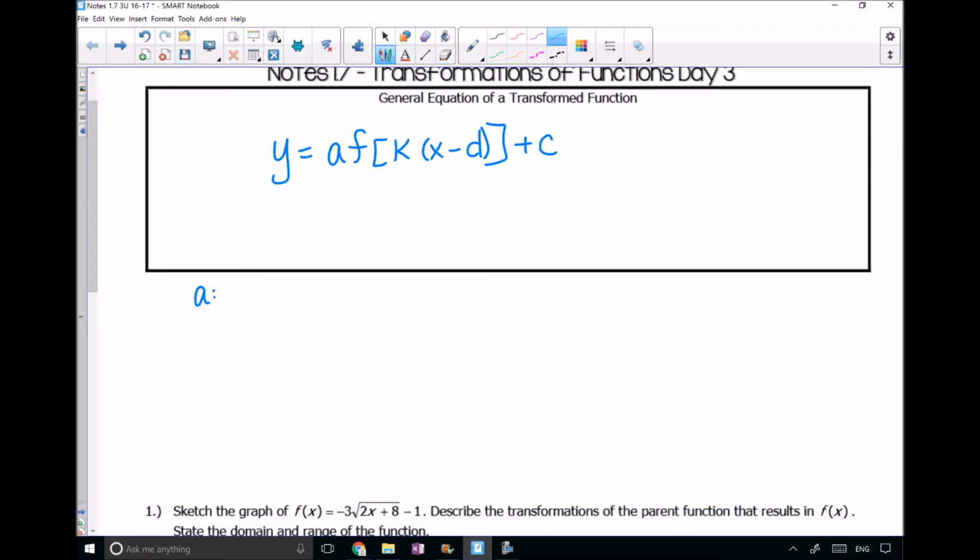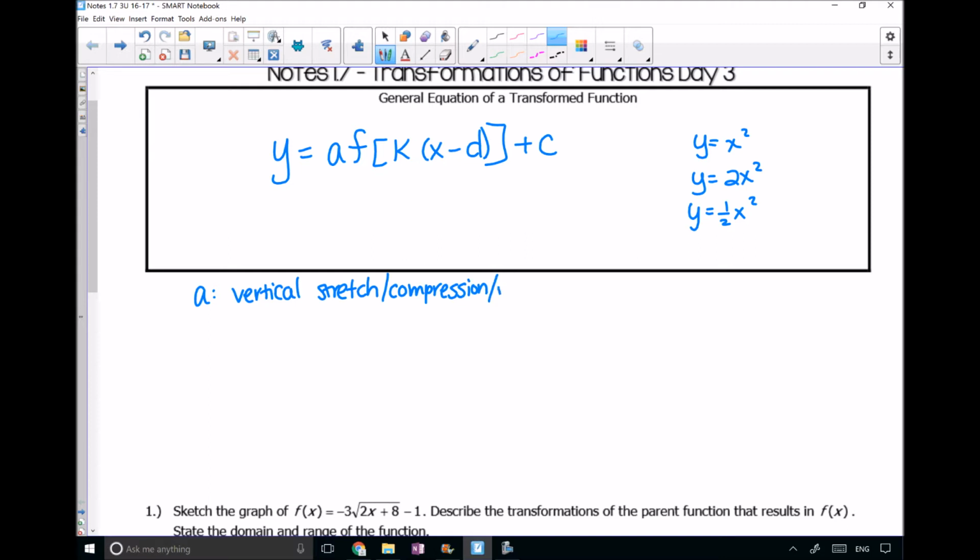If you remember, when we multiplied, for example, if my parent function was y equals x squared, y equals 2x squared made our graph skinnier, and y equals 1/2 x squared made our graph wider. So remember, this is going to be your vertical stretch. So a tells you what your vertical stretch is going to be. It's either a vertical stretch or compression. If you remember, we filled this out. This is transformation number 3 on our paper.